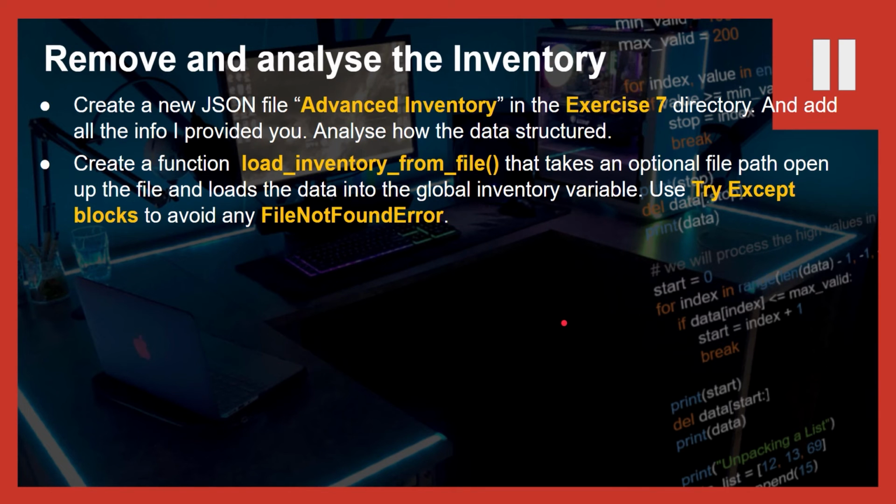Create a function load_inventory_from_file that takes an optional file path. Again, remember, optional. It opens up the file and loads all the data into a global inventory variable. Then you'll need to use try except blocks to avoid any file not found errors. Global variables are something that I still did not explain in any of my videos, but it's something that's very crucial, and I found that this is the perfect opportunity to teach you that. So I don't have any videos to link you to, but again, you can search for that. That is the beauty. This is the power.